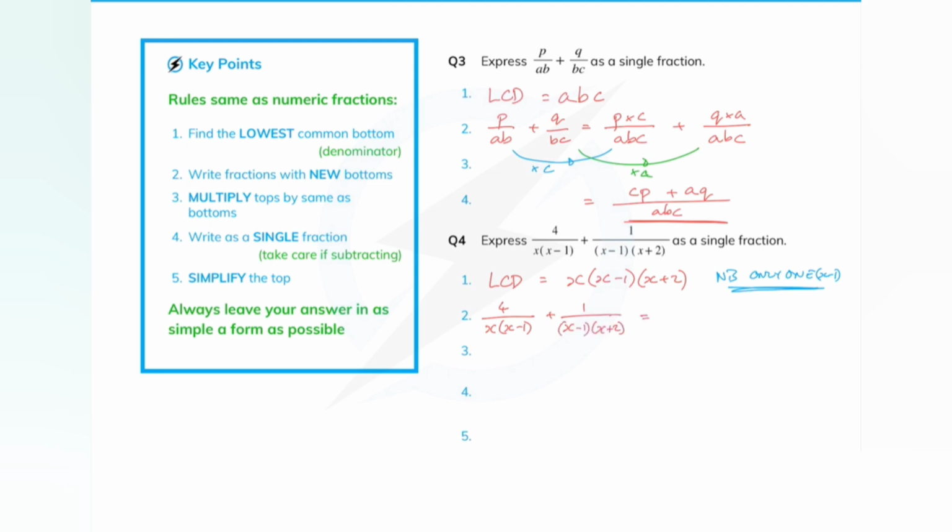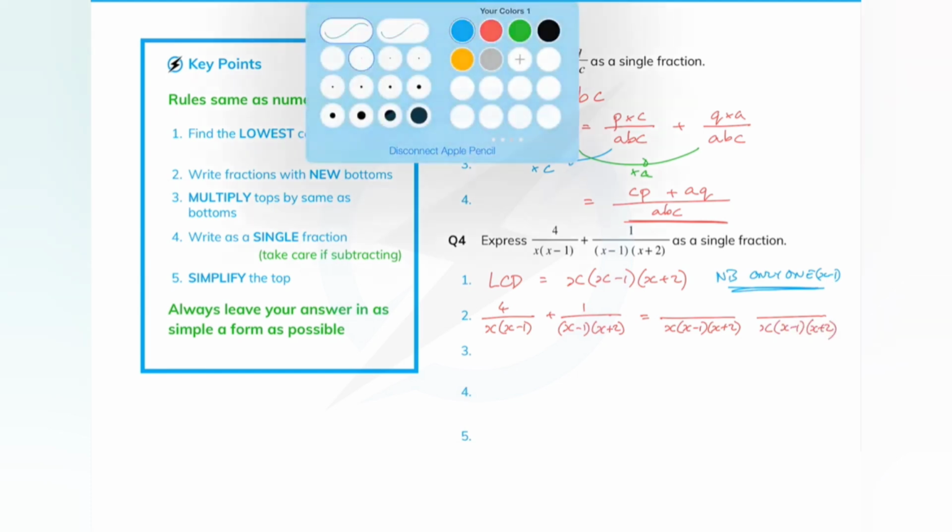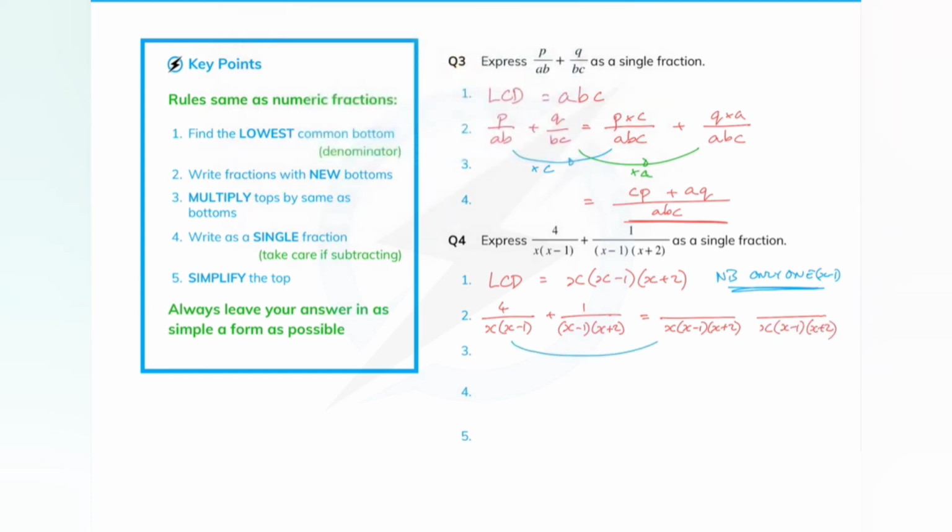Okay, and that is equal to, right, now I do need a bit of space here. I've got x minus 1 x plus 2 on the bottom of each of them. And I have to ask myself the question, what have I multiplied the bottom of the first fraction by on the left-hand side to get the bottom of the first fraction on the right-hand side? Well, I've multiplied it by x plus 2, and so I multiply the top by x plus 2 as well.